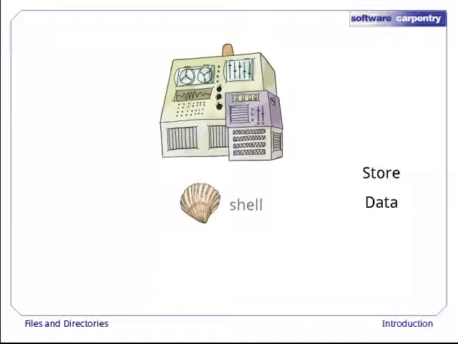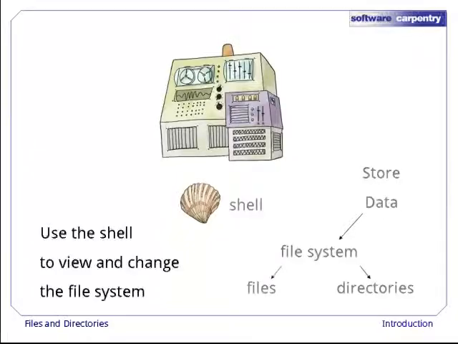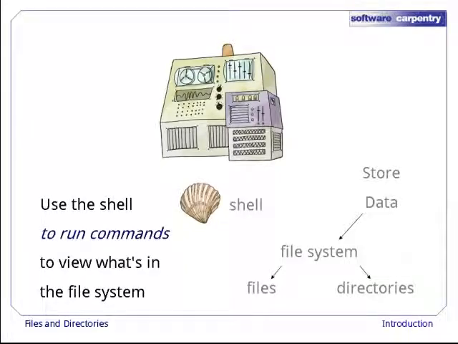Some of the commands we will use most often are ones related to storing data on disk. The subsystem responsible for this is called the file system. It organizes our data into files, which hold information, and directories, which hold files or other directories. In the next few minutes, we'll see how we can use the shell to view what's in the file system. Or to be more precise, how we can use the shell to run other programs that will show us what's in the file system. Let's start by logging into the computer.